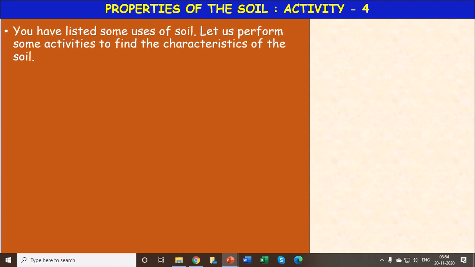So, properties of soil. You have listed some uses of soil. Let us perform some activities to find the characteristics of the soil. Percolation rate of water is one of the properties. Boju and Pahli marked two different squares of 50 centimeters by 50 centimeters each, one on the floor of their house and the other on the kacha, meaning unpaved, road. It is a small story.